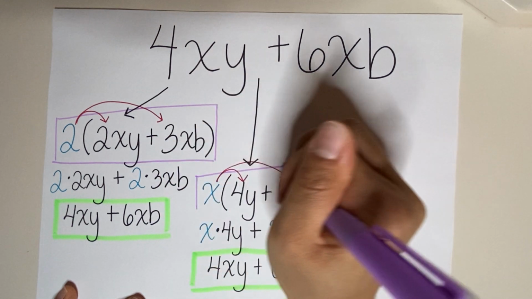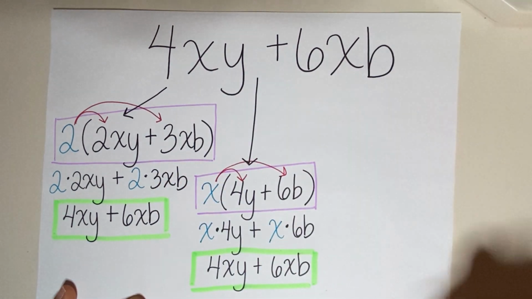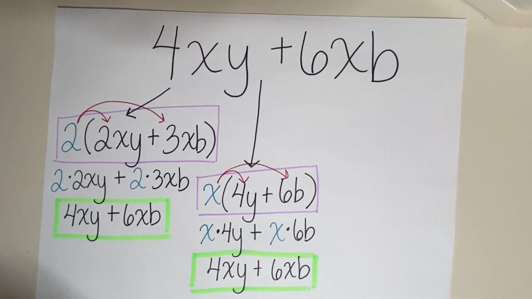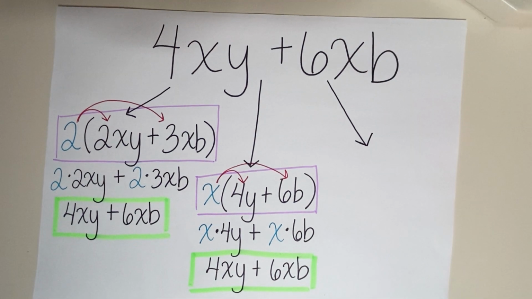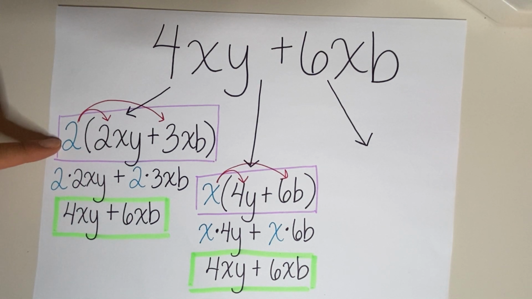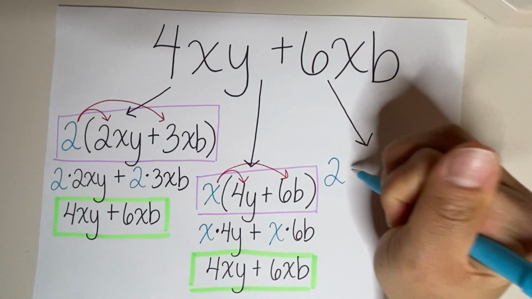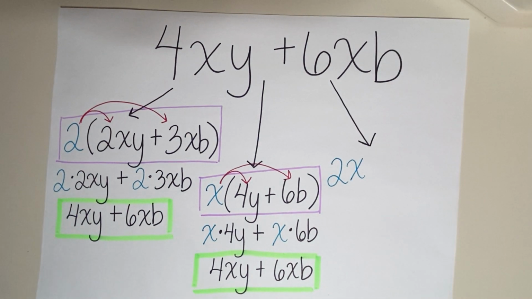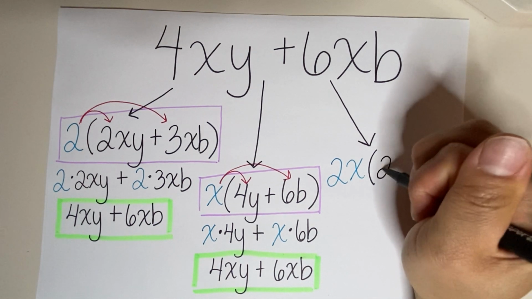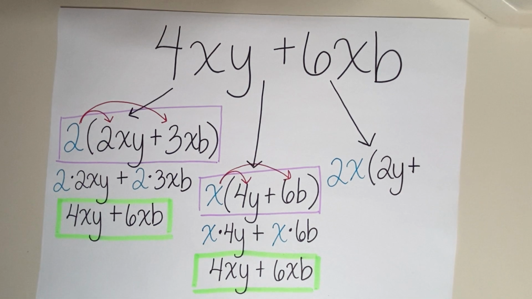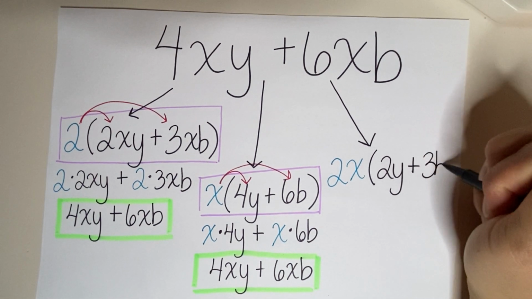So we just showed two ways to write this using the distributive property. Let's do a third way. So similar to what we did over here, we asked, what do they both have in common? Well, we said they had a 2 in common and an x in common. So why don't I take out a 2 and an x? Take out a 2, take out an x, and that will leave me with 2y and 3b.